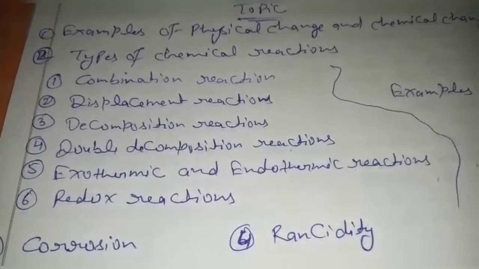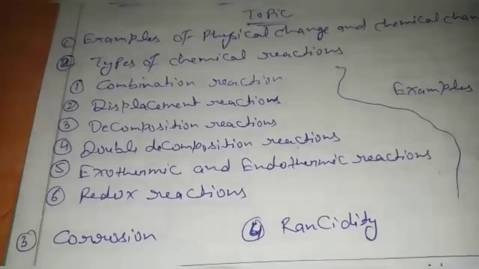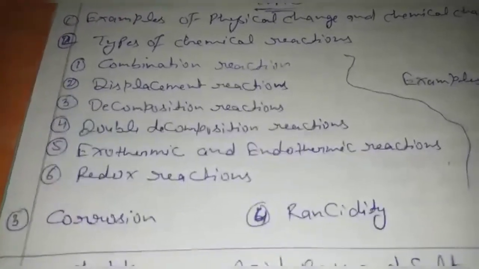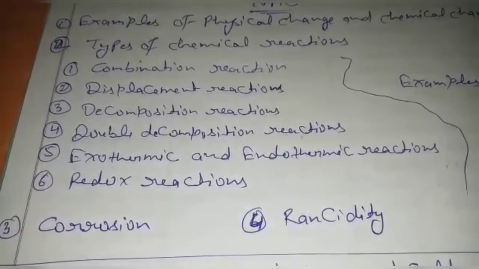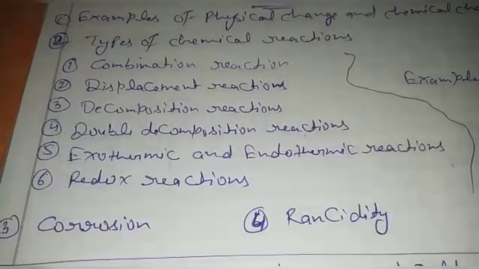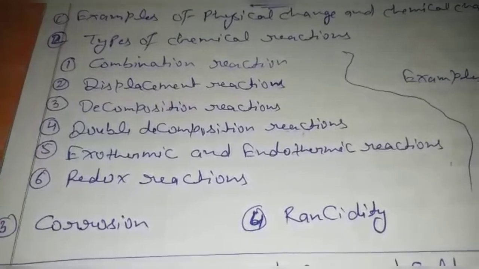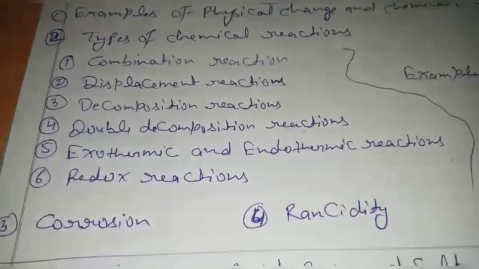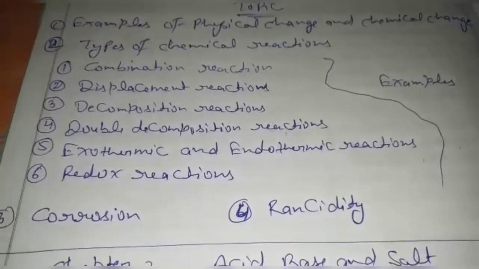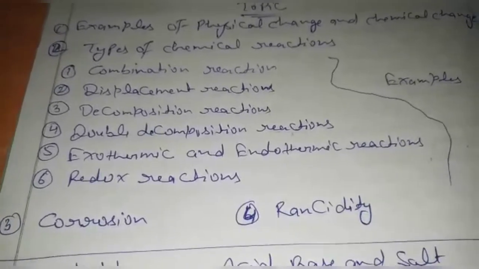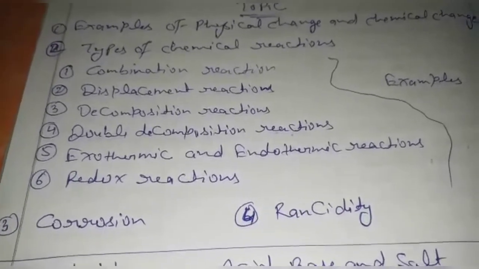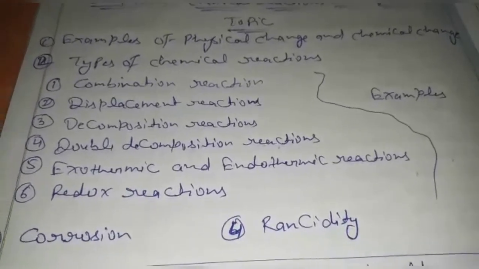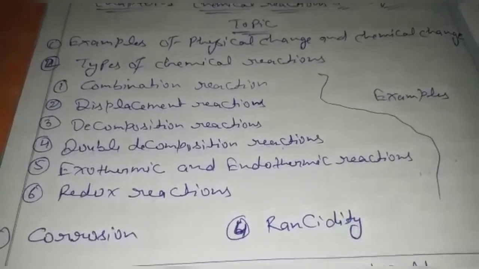In decomposition reaction, there are 3 types of reaction: thermal decomposition, electrolysis decomposition, and photochemical decomposition. Okay, with example, double decomposition reaction with example, exothermic and endothermic reaction with example, redox reactions with examples, corrosion and rancidity. Corrosion with prevention method and rancidity also with prevention method. Okay, so these are the topics you have to learn of the first chapter.